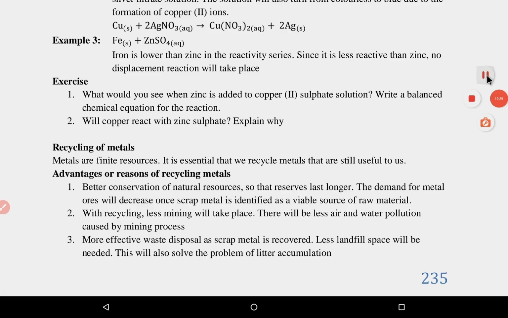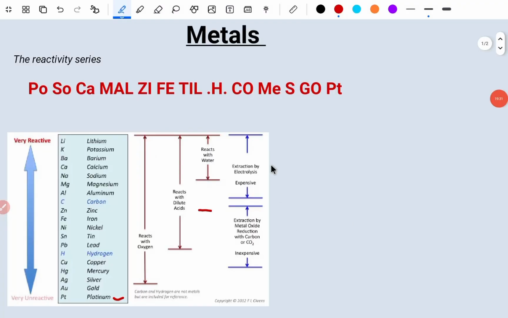Before we end the video, make sure you try as much as possible to memorize this. You can make your own mnemonic if you wish. Just knowing these will help you very much, especially when doing the displacement reactions, to know which metal is more reactive than the other. Once that sticks in your head, you'll be able to answer these questions without any sweat. So that's all in this video.